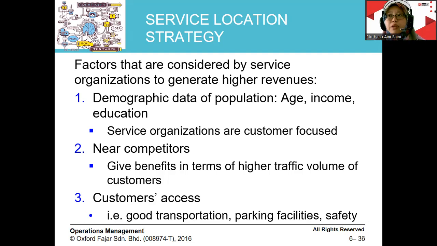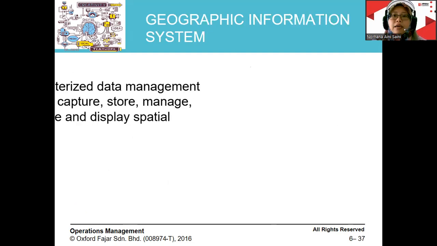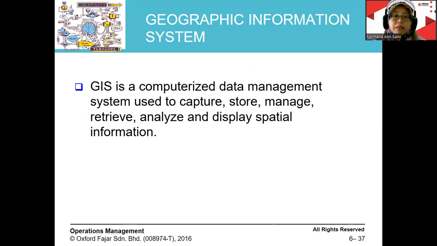For example, we have a hotel. Definitely a hotel provides parking facilities. If it is a 5-star hotel, definitely they provide parking facilities. But if you go for a 1-star or 2-star hotel, meaning that you need to park outside of the building itself. So that is the parking facilities and also the safety. All right, so those will be the factors you need to consider as the service provider in terms of the location decision.